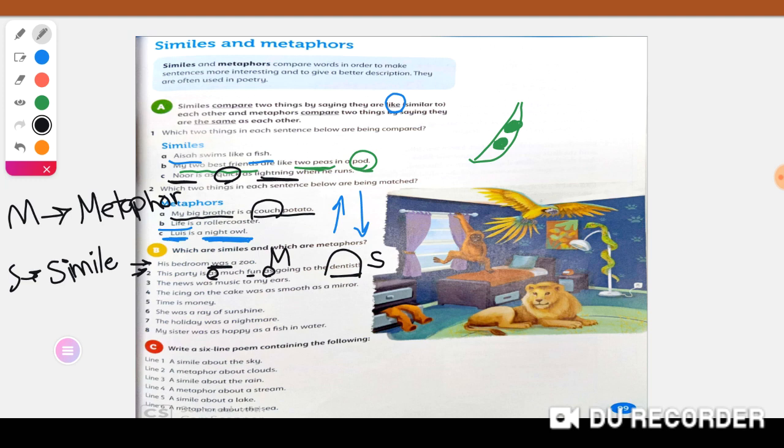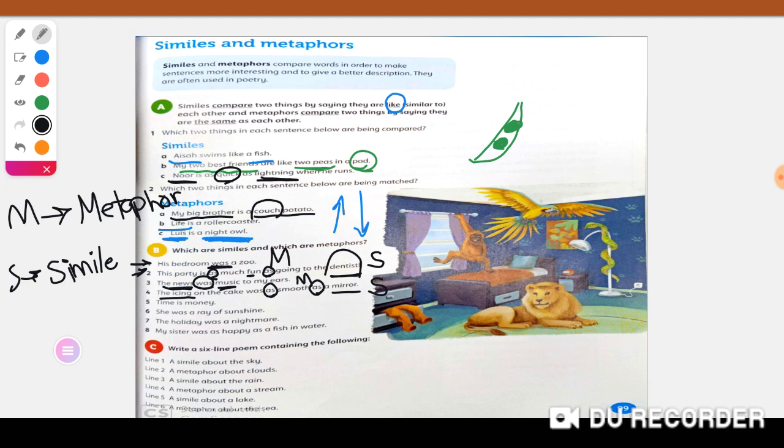The news was music to my ears. What did I use here? Verb to be, so it's of course a metaphor. And this metaphor means that he really enjoyed the news as much as he enjoyed the music, or as much as he enjoys music in general. The icing on the cake was as smooth as a mirror. Here I have the icing and the mirror compared. I have as, so it's of course a simile.